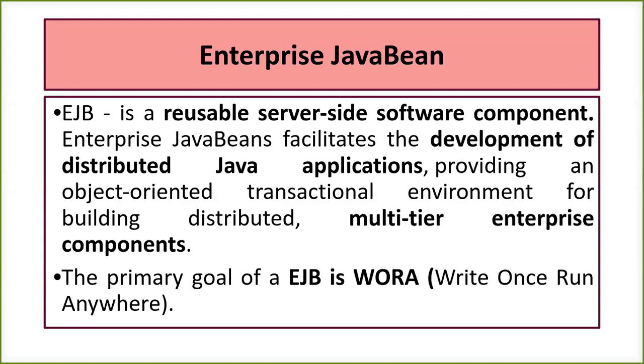The primary advantage, or you can say the primary goal for the EJB, is write once, run anywhere. So that is, you can say, platform independent. Okay, whichever concept you talk about in Java, it is going to have platform independence as a feature. It will help you to reuse the components which you are going to develop for your application, for your software.